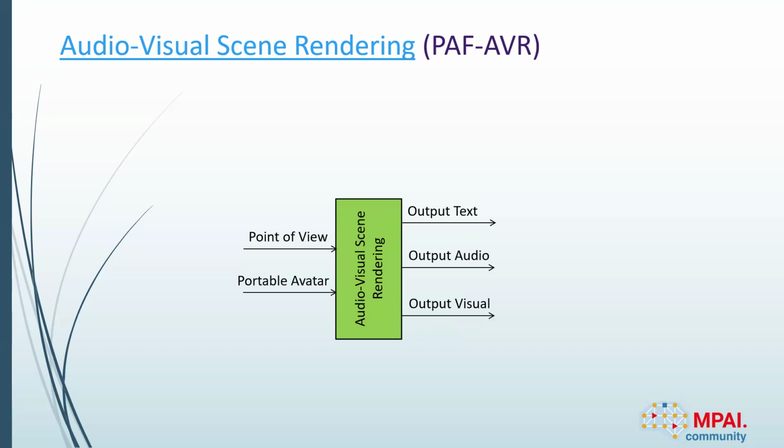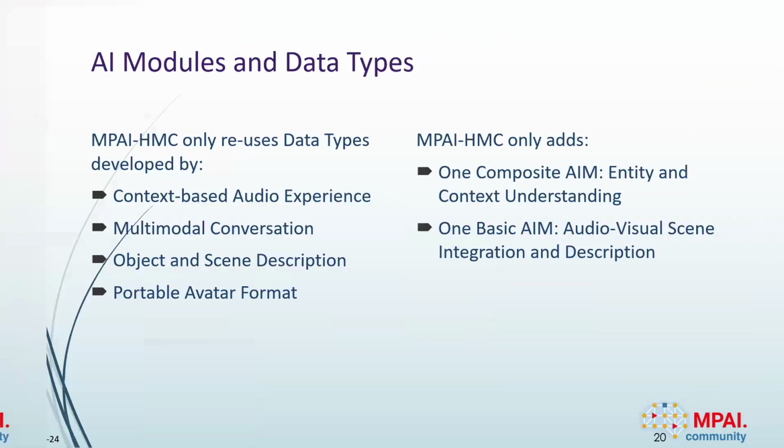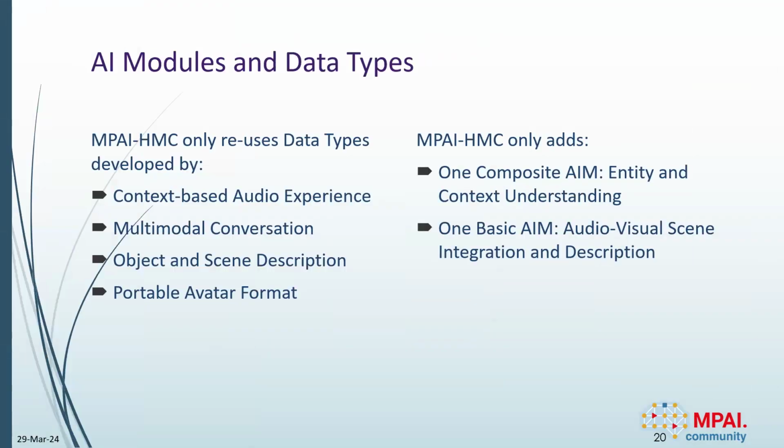So it turns out that quite a bit goes into managing and rendering interchanges between humans and machines. However, as evidence of the flexibility and the consequent power of the MPAI framework, much of the work that we have just been reviewing in the human and machine communication technical spec is handled by data types previously developed in separate standards. It's been necessary to add only one composite module, entity and context understanding, and one basic module, audiovisual scene integration and description.